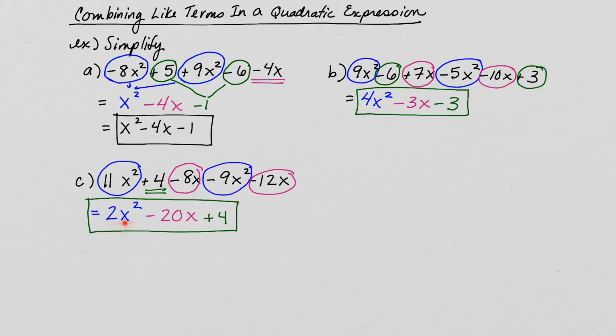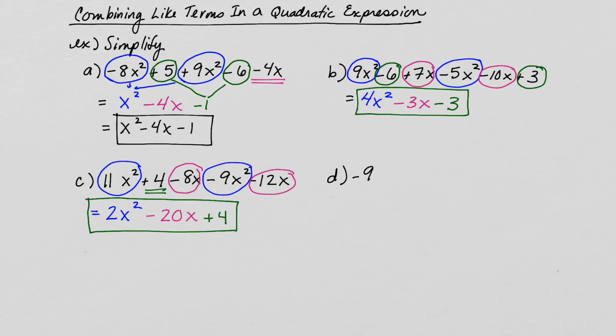A really important thing to notice is that I do not take this any further. A lot of times people will try to keep adding and subtracting these things together, and you don't want to do that because here I have x squareds and here I have x, and those terms are not alike. They don't go together. We'll do one final one here.